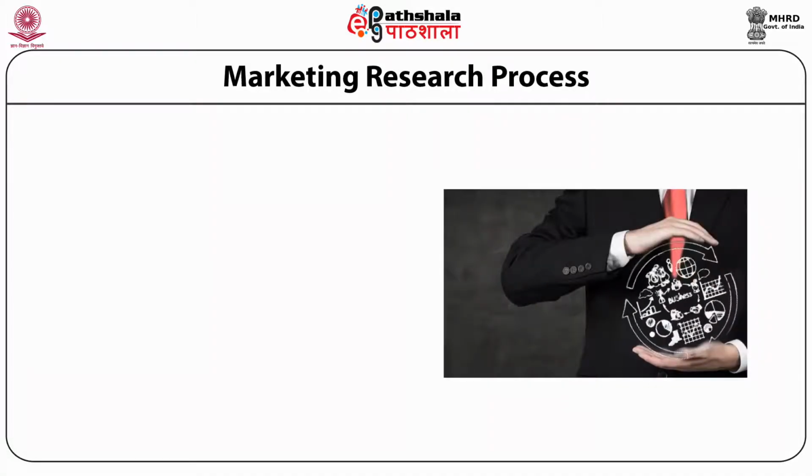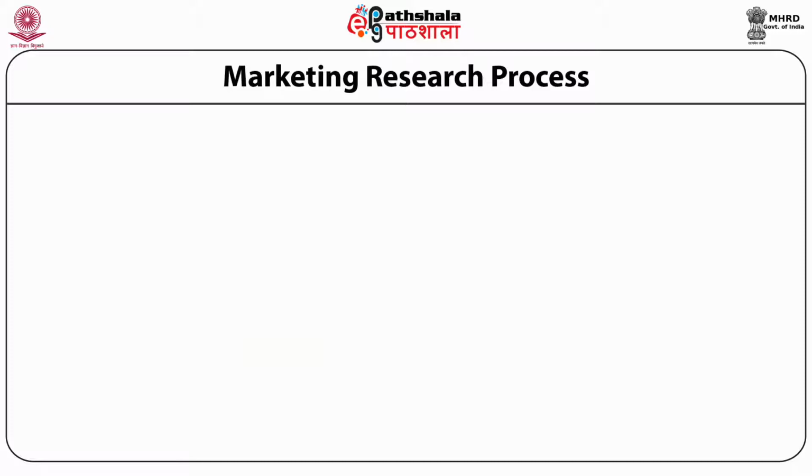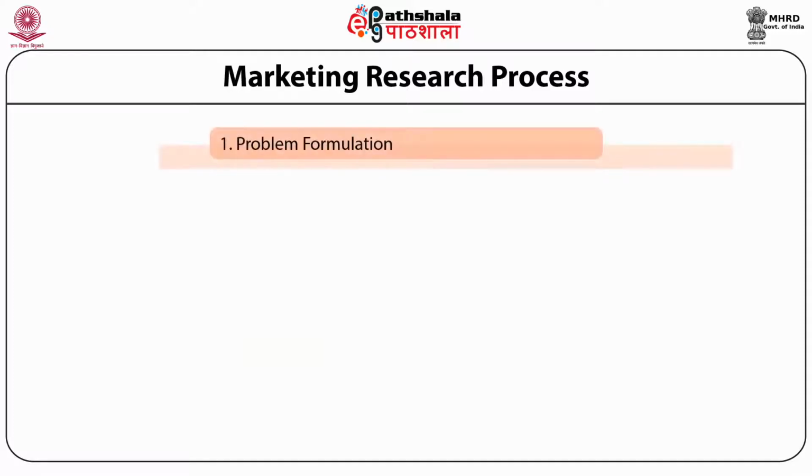Marketing research process. Any problem or issue of a marketing research project has to go through a research process. The marketing research process comprises various stages or steps in a sequential and planned manner to guide the researcher from the beginning to the end. Marketing research process starts from the problem formulation. It focuses upon where the problem is that is to be focused on for the research purpose.